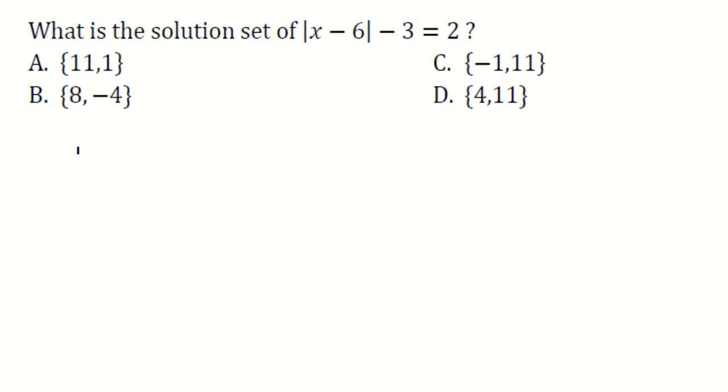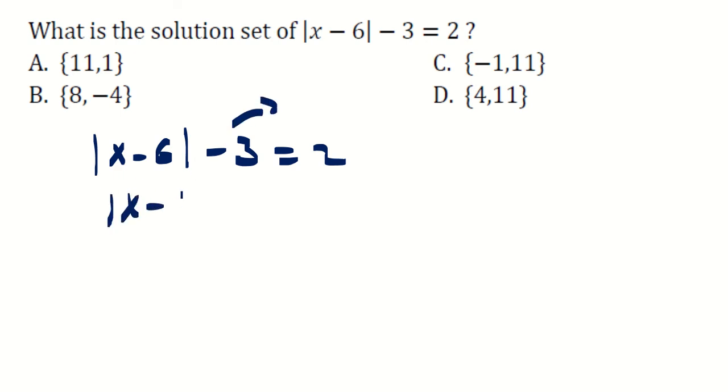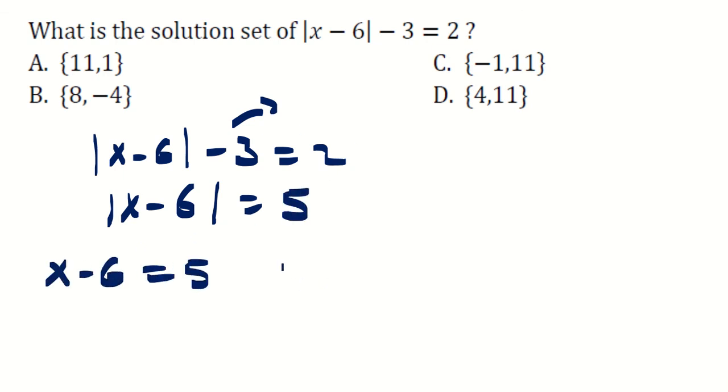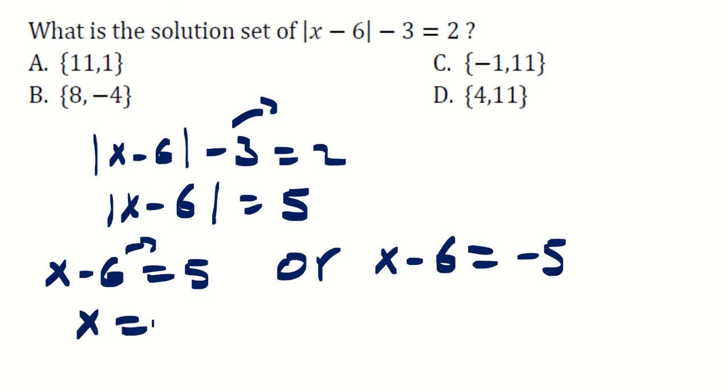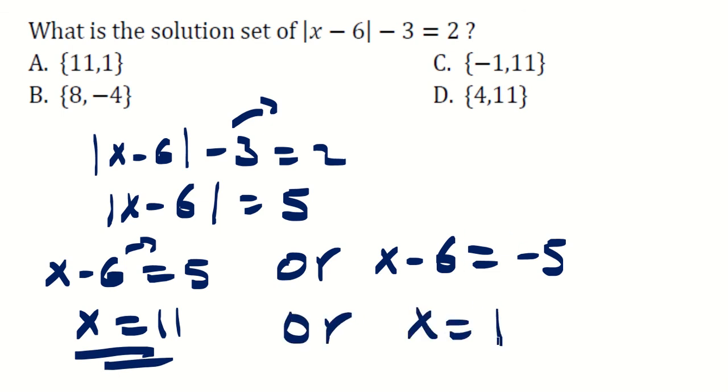Okay, the next one, absolute value. The absolute value of x minus 6, minus 3, is equal to 2. To solve absolute value, first the absolute value has to be alone. Shift the number 3 here. So the absolute value of x minus 6 is equal to 5 when you shift it. Then x minus 6 is equal to 5, one outcome, or the other outcome is x minus 6 is equal to negative 5. When you solve, the 6 will be shifted here and x is equal to 11, or the other one, x is equal to 1. So the answer is found in A.